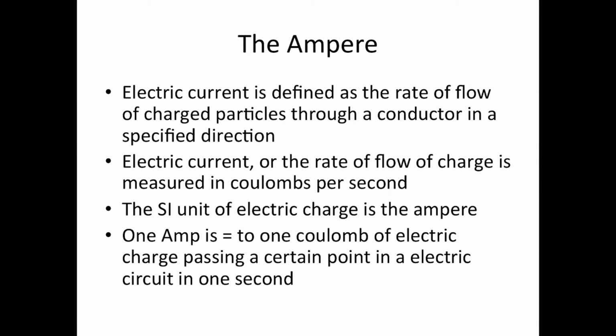Next, we'll talk about the amp. The amp is the SI unit of electrical current, and that is what we measure electrical current in. Remember, current is defined as the rate of flow of a charged particle through a conductor in a specified direction. The rate of flow of charge is measured in coulombs per second. 1 amp is equal to 1 coulomb of electrical charge passing through a certain point in the electrical circuit in 1 second.